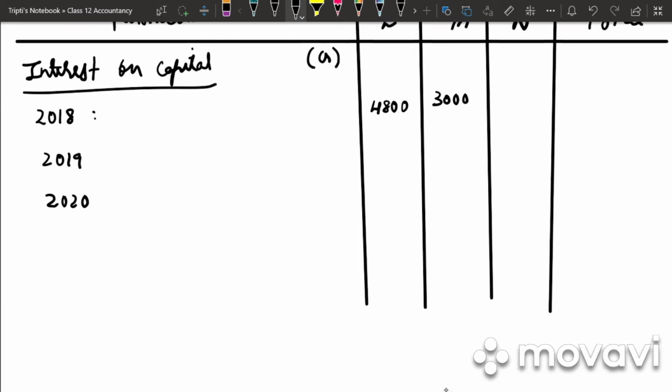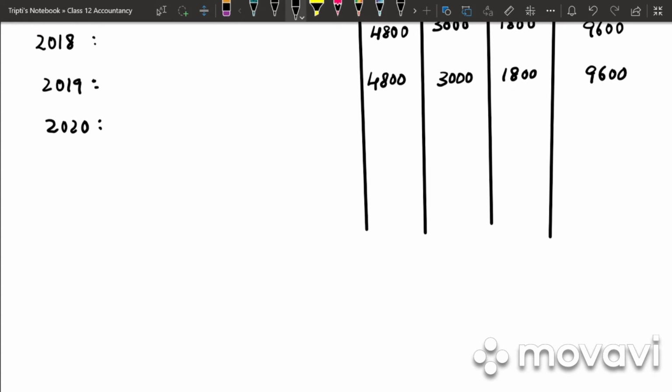And for N it will be 15,000 into 12 by 100. That is 1,800. We get the total of 9,600. Then we have 2019. 40,000 into 12 by 100. So this amount will remain the same. Why? Because our interest on capital percentage is already given in the problem, that is 12% for all the 3 years.